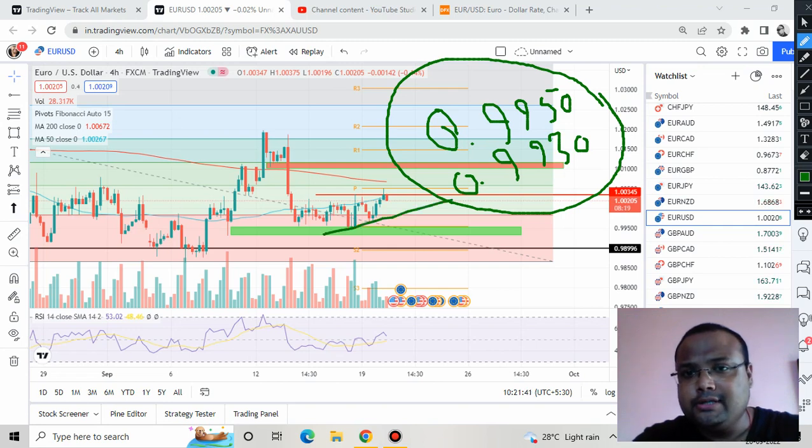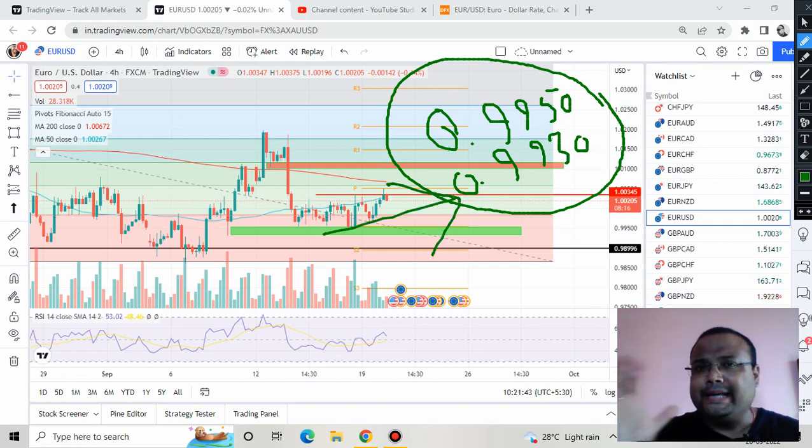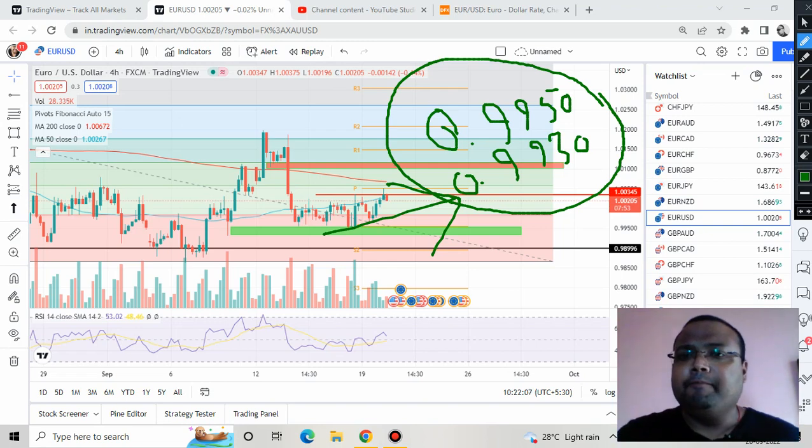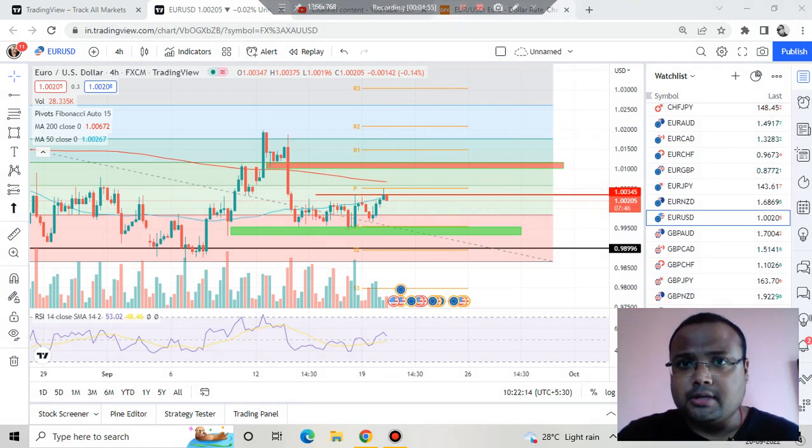Yesterday I mentioned only 0.9930, but yes, in case of low volatility in the market, then you can also see a bounce from 0.9950 as well. Okay, keep in mind 0.9950 will only act as support in case of low volatility in the market. If the volatility is good enough, if you see a good amount of selling in the market, then 0.9950 may not be able to provide support, and in that case 0.9930 will be your support.